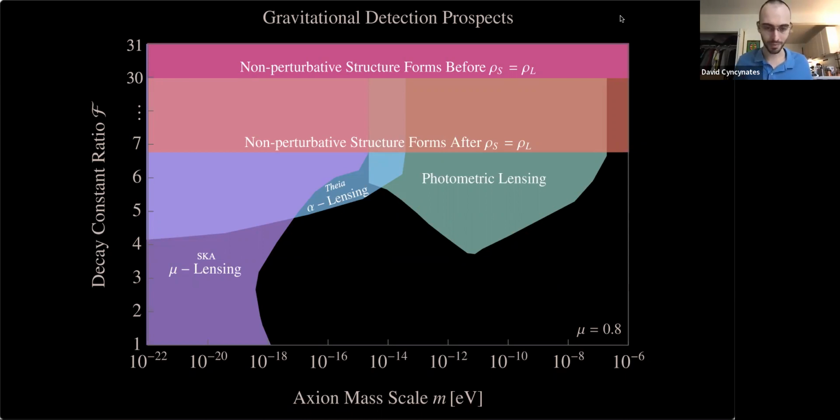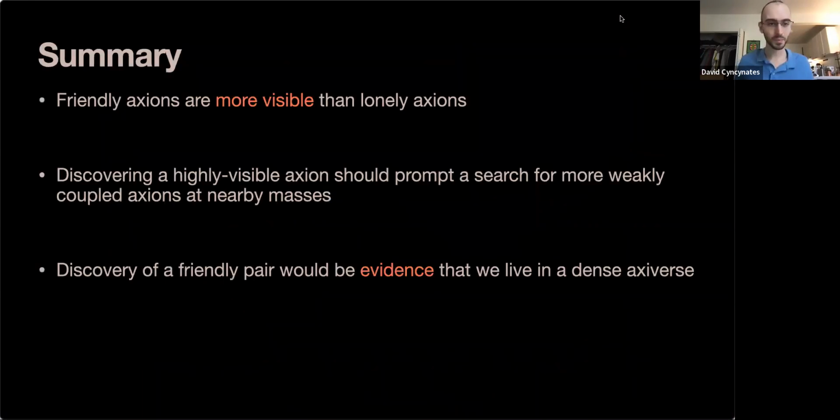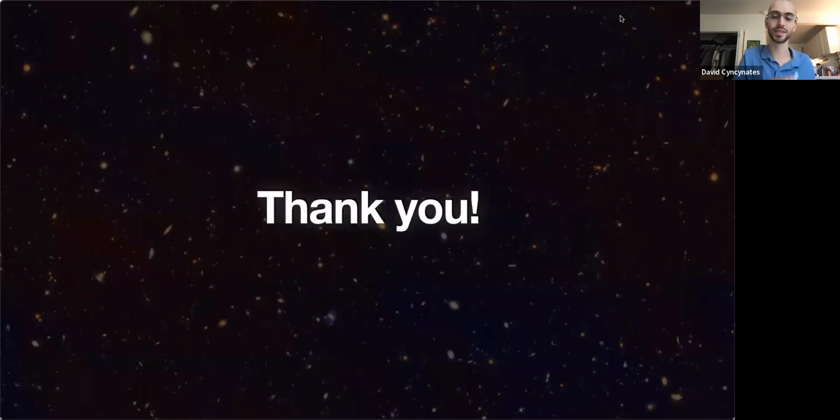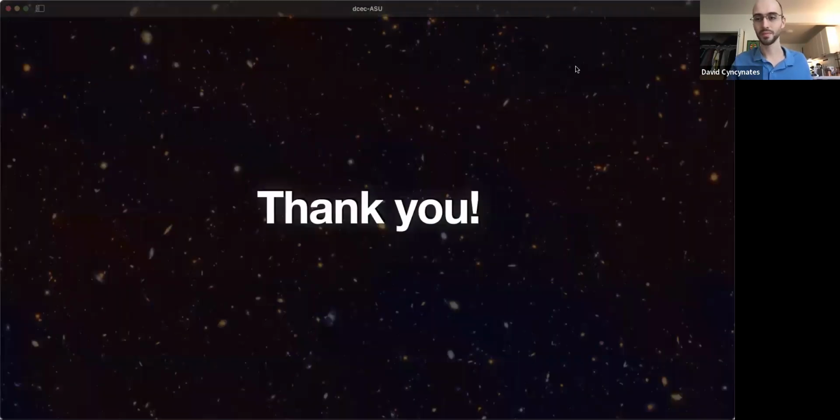I'm just going to wrap up so people can leave. So to summarize, friendly axions are more visible than lonely axions. Discovering a highly visible axion should prompt a search for more weakly coupled axions at nearby masses. And if you discover a friendly pair in your theory, then this is evidence that we live in a dense Axiverse. Importantly, if you don't discover this, it's not a proof that we don't live in an Axiverse. Okay, with that said, thank you very much.